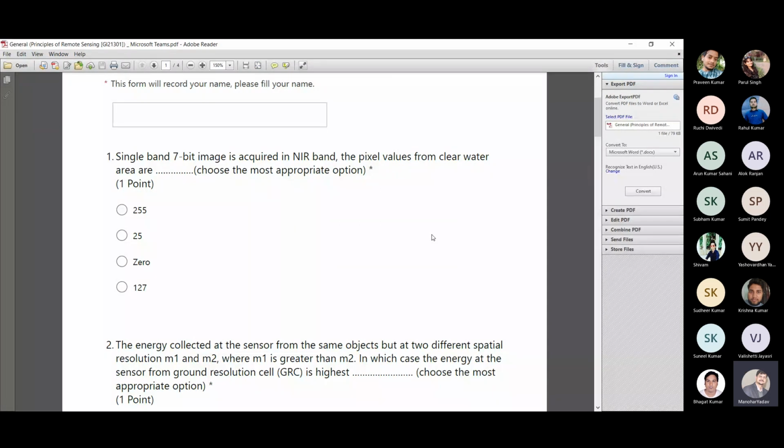If you see the image, the clear water zone looks black in color. The entire clear water area is blackish. Why is it so? Because energy is not reflected back. Corresponding to clear water areas, 0 digital number is assigned. And further, for the assignment of color to the digital number, there is a linear transfer function. If the DN is 0, black color is assigned, and if the DN is 255, then white color is assigned in a grayscale image.